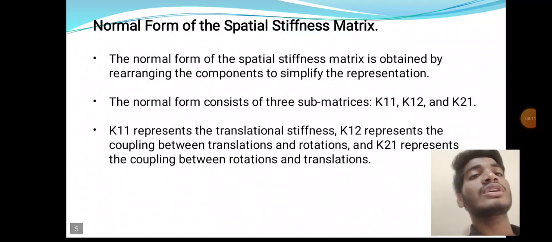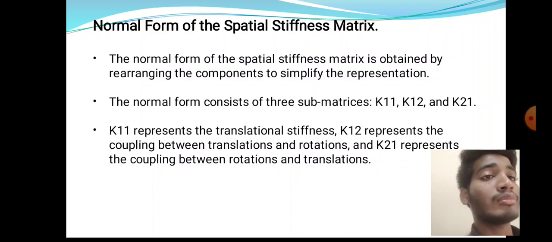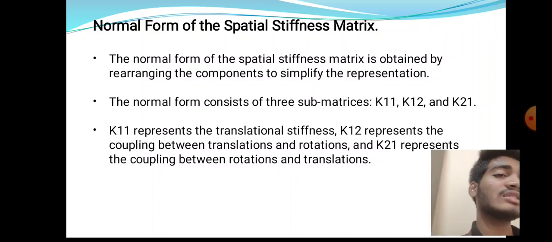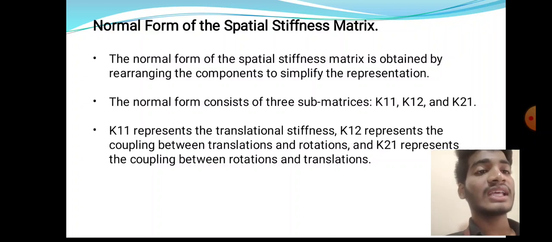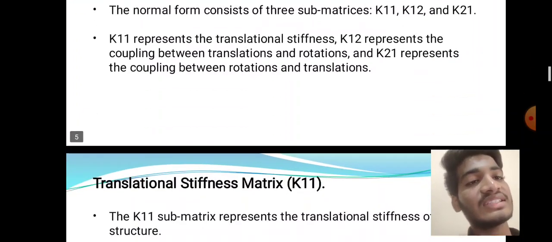If we go to the next slide, what is the normal form of the spatial stiffness matrix? Generally, the normal form of the spatial stiffness matrix is obtained by rearranging the components to simplify the representation itself. This normal form consists of submatrices K11, K12, and K21, where K11 represents translation stiffness, K12 represents the coupling between translations and rotations, and K21 represents the coupling between rotations and translations.